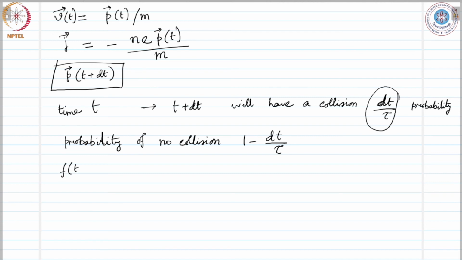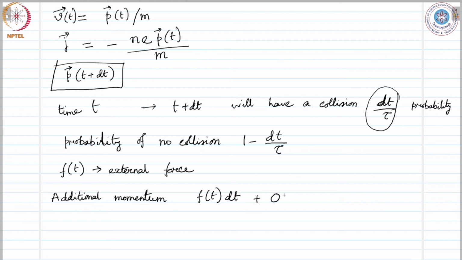Now, if we consider f, a function of t, as the external force on the electron, this is a uniform kind of a force, and the additional momentum that the electron would acquire over time dt would be force multiplied by the time plus some correction term of the order of dt squared, and the contribution from all those electrons that do not collide between t and t plus dt to the momentum per electron can be calculated.